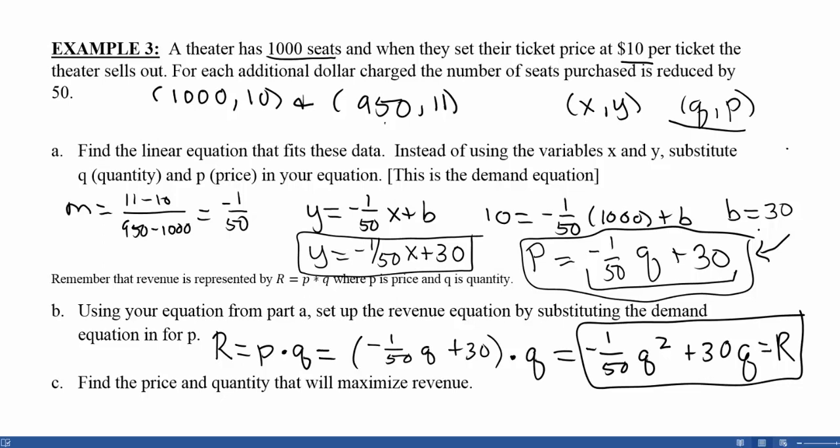So now for part C, I want to find the price and quantity that will maximize revenue. Well, all the work I was doing before was to get my revenue equation set up. Now that my revenue equation is all set up, I can maximize it by using derivatives. So again, I want to find where the first derivative of this function equals 0, because then I will have a critical point, and I know that maximums happen at critical points. So let's see what the first derivative looks like.